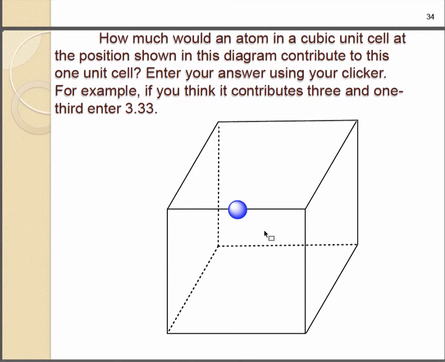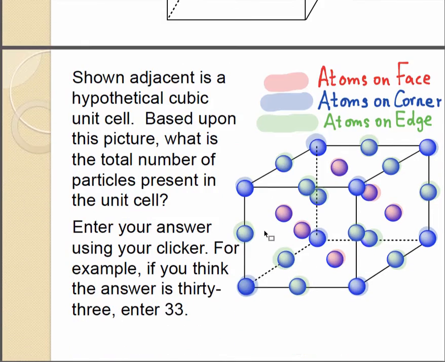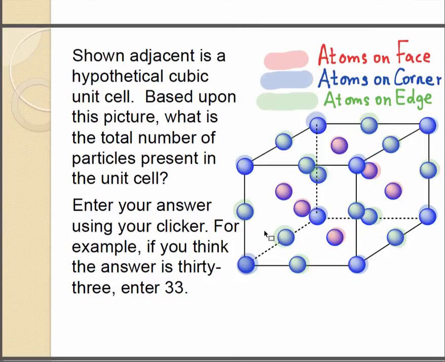I wish I had a better cartoon for that. Let's try one. My program's responding slowly to my scrolling. Alright, so I tried to highlight the red atoms on the faces, blue atoms on the corners, and green atoms on the edges. That's a lot of edges. What's the formula for this unit cell? In other words, how many red ones, how many blue ones, how many green ones?